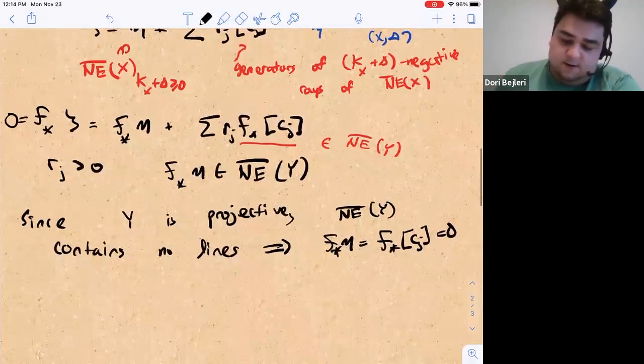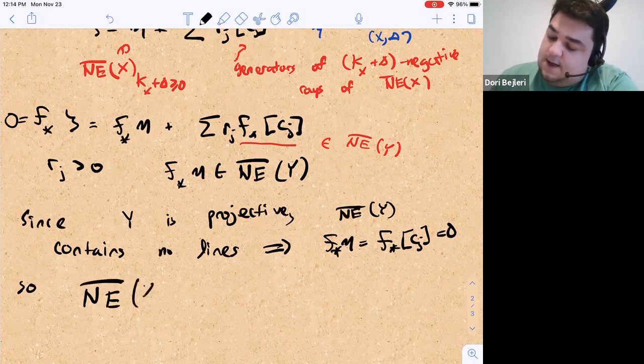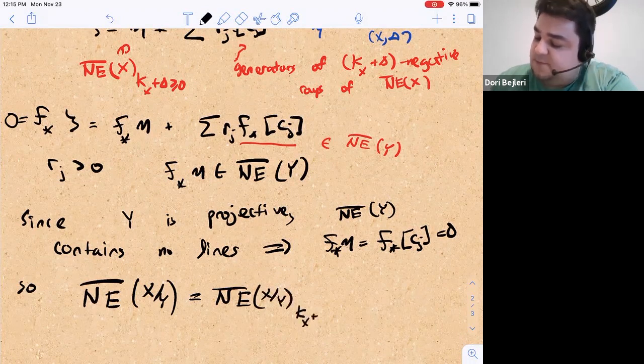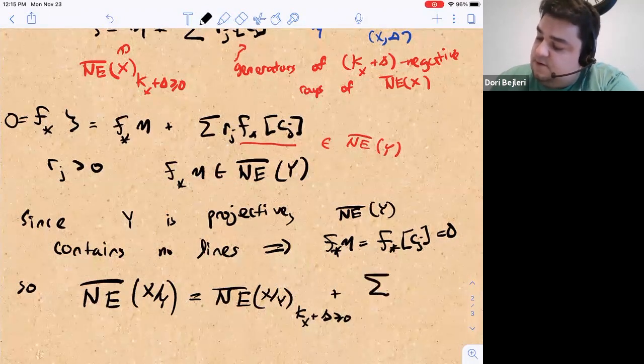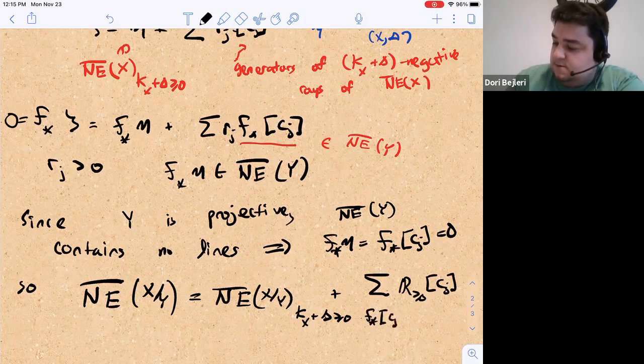And so we conclude then that every curve in any \bar{NE}(X/Y), K_X plus Delta, just any X over Y, can be written as a sum of a K_X plus Delta non-negative class that's contracted by f, plus a sum of these rays spanned by the subset of the rays in the usual cone theorem satisfying that the push forward is 0, i.e. that they're exactly in the fibers.